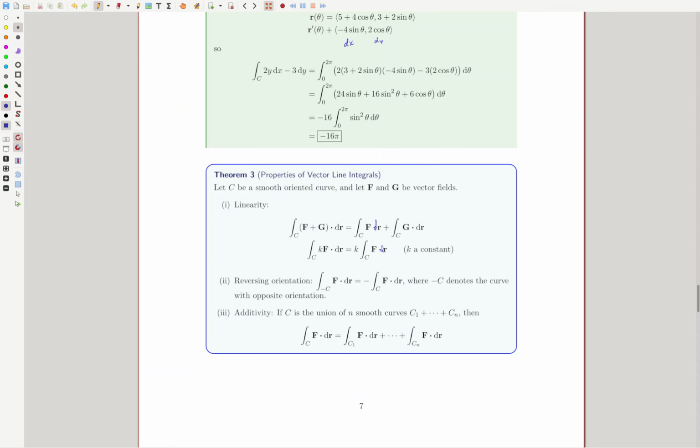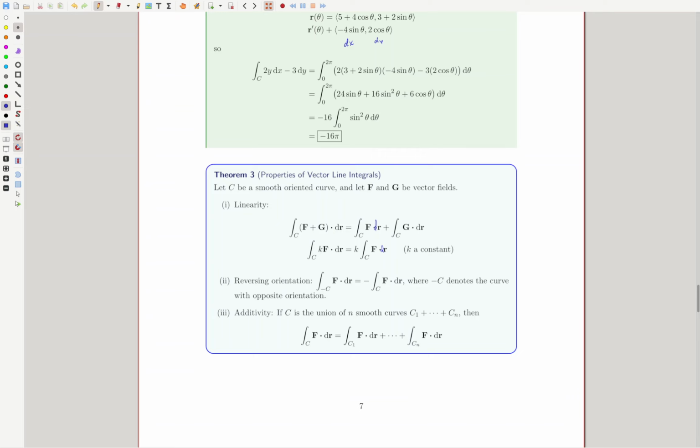Okay. And as I said kind of early on, orientation reversing. So if you flip the orientation of your curve, the line integral over the reversed curve is going to introduce a negative. So yeah, reversing the orientation of the curve introduces a negative to the line integral.